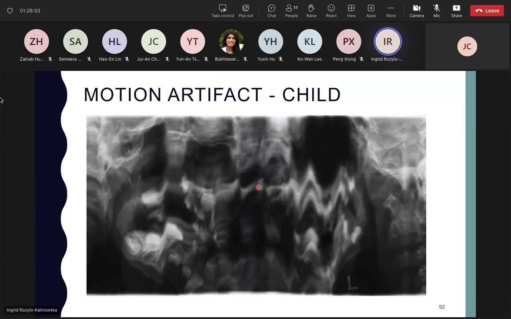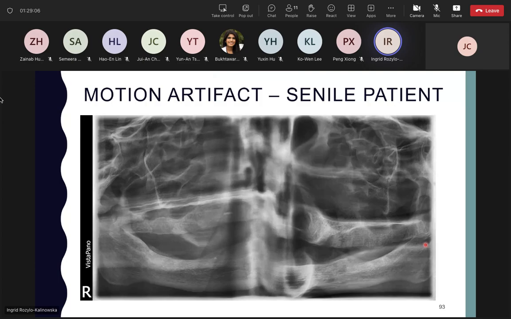Before digital radiographs, we could not see the result until the radiograph had been processed in chemicals. So it's more like an ECG curve than a panoramic radiograph. So motion artifacts do not depend on patient's age, really. We associate them with children because the children are very mobile, they don't pay attention to the orders, they do not cooperate, but also senile patients, elderly patients, they do not cooperate.